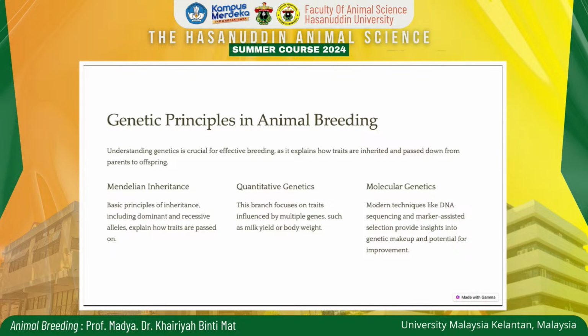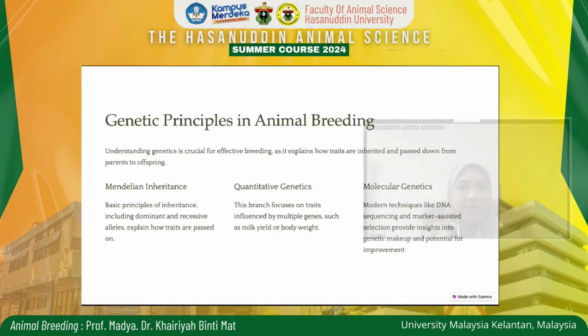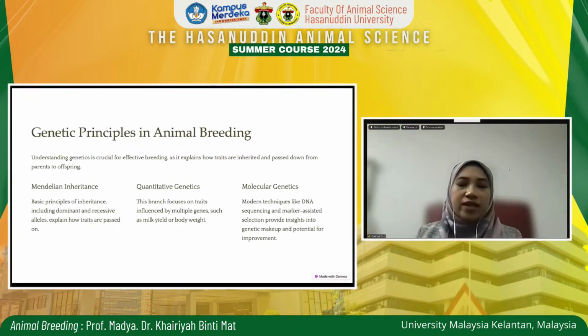So basically, we need to start with Mendelian inheritance. I think everybody has already heard about Mendelian, the basic principle of inheritance, including dominant, recessive, alleles, and it explains how traits are passed on. So how do we get this information? For example, if we select some livestock like cattle, we can start from observing the phenotype and then genotype of the animals, and we need to observe certain generations to understand which is the dominant allele and which is the recessive allele, and we need to conduct some molecular genetics to get the information.